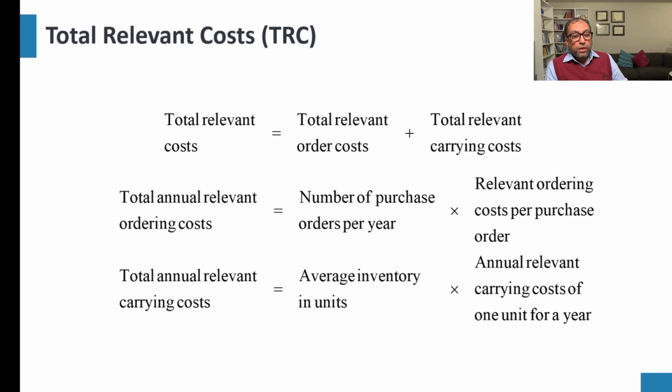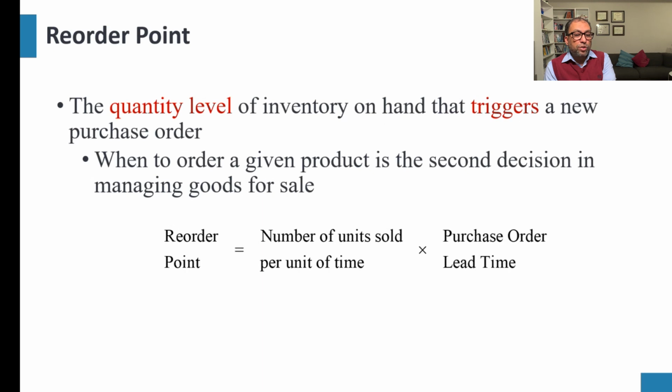So total relevant cost is the total relevant ordering cost plus total relevant carrying cost. Total annual relevant ordering cost is the number of purchase orders per year times the relevant ordering cost per purchase order. And total annual relevant carrying cost is the average inventory in units times the annual relevant carrying cost of one unit. So these are the ways that we can find the total relevant carrying and ordering costs.